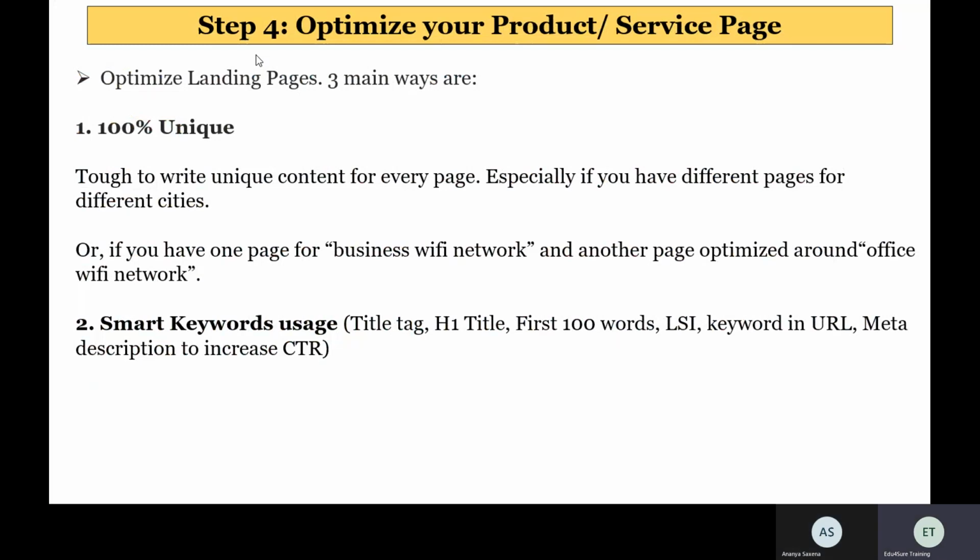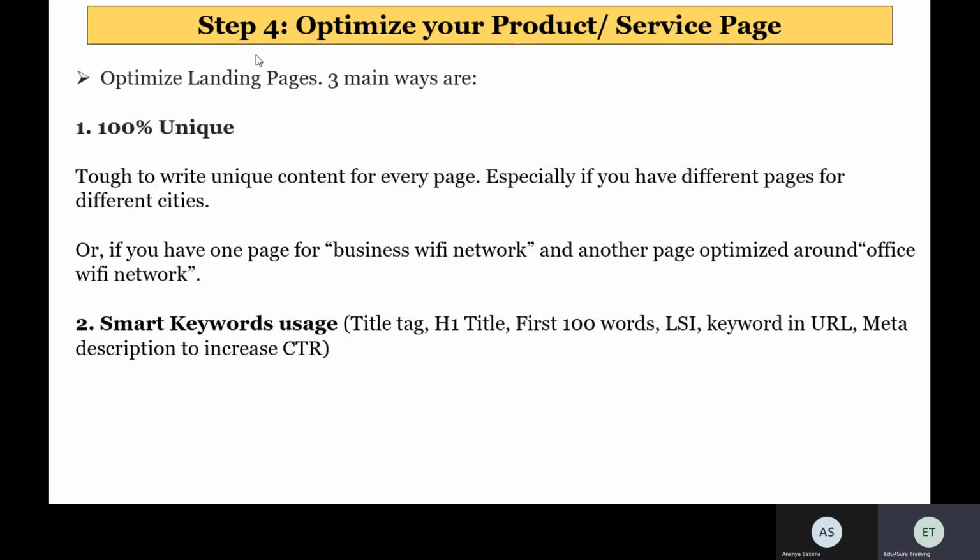Now the fourth step is you have to optimize your product or service, whatever the page you have to optimize. Now the first is very simple, and we have already discussed that you have to write unique content, which is easy to do. If you have different pages for different cities, then also you have to write content, but then it would be a bit difficult because the same thing you are supposed to write. But in any case, you are supposed to write only unique content, otherwise your page would come under duplicacy and it will be penalized.